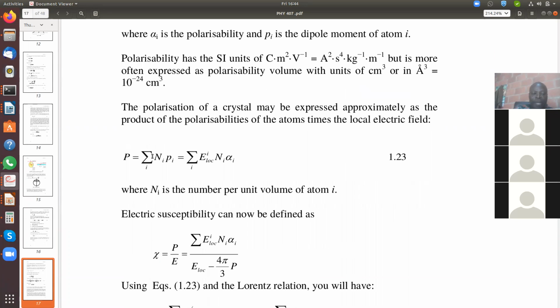Now, we can combine this formula to also determine electric susceptibility, which can be defined as this. We say that susceptibility is equal to P over E. We defined that here some minutes ago, which is this. So in this case now, there is dielectric.